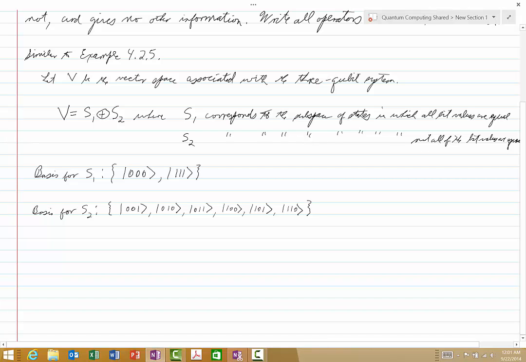So we notice that the situation we have here is that of the 8 possible basis vectors we would have for all of V, 2 of them form a basis for S1, and the other 6 form a basis for S2.